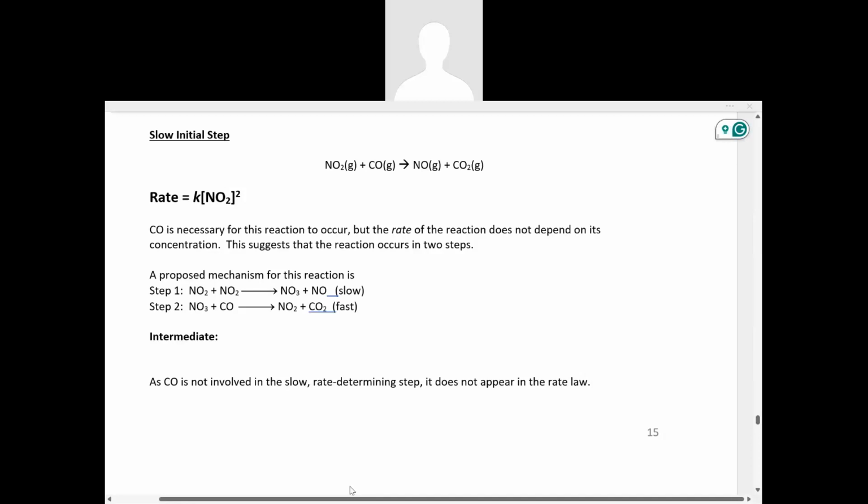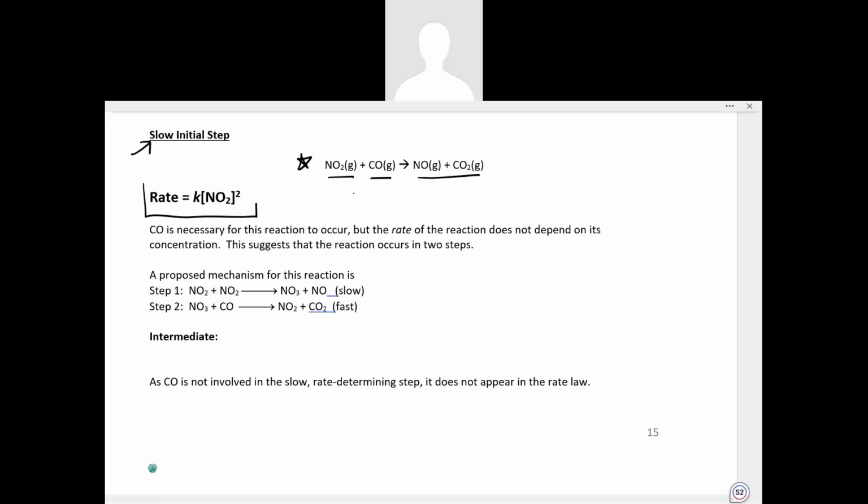So now let's take a look at if we had a slow initial step in our mechanism. So we're given here the overall reaction. So we see NO2 reacts with carbon monoxide, and then we get our two products over here, NO and CO2 gas. So we're given that the rate law here is this expression where rate equals the constant k times the square of the NO2 concentration.